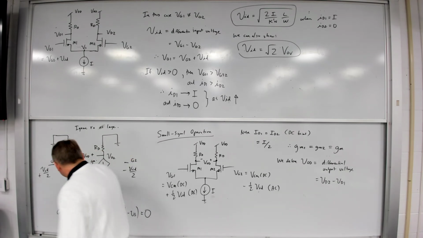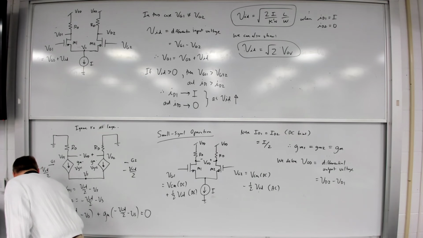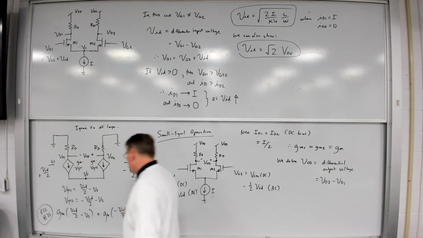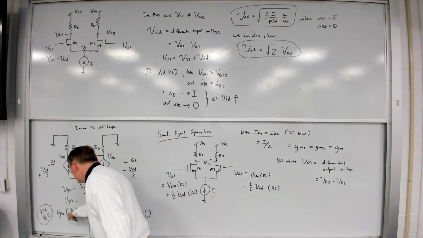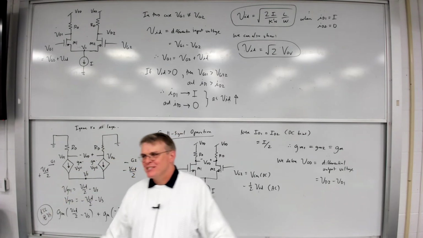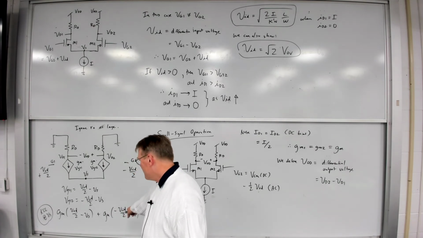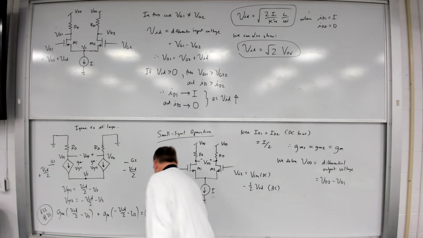So that's the KCL equation for that VS node. So my KCL at VS is this. Something very interesting happens. The GM VID over 2 and the GM minus VID over 2 cancel out. And if we solve for this, guess what we find out that VS must be equal to? 0. So VS is equal to 0 volts.